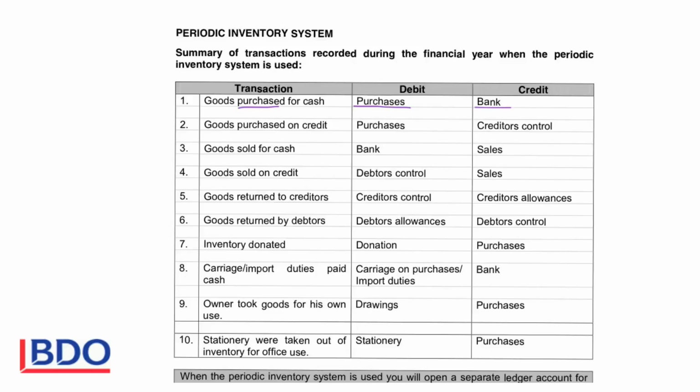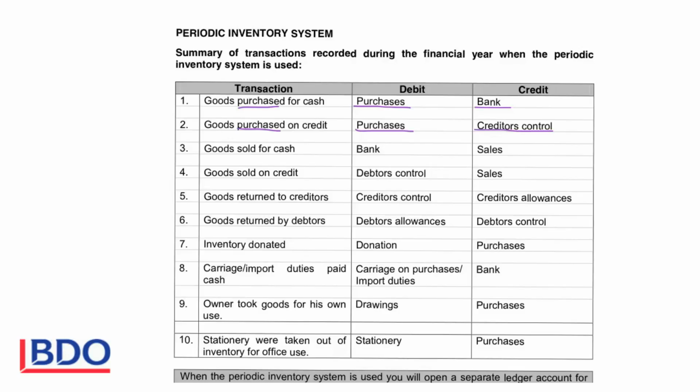The very big difference between purchases and inventory is that purchases is an expense, while inventory is an asset. So remember that this purchases will have an effect on your expenses, therefore your equity will decrease. The second transaction is when you purchase goods on credit. Again, you are not allowed to write in the inventory account, so you debit your purchases account, increase expenses, and you credit creditors control to increase your liabilities.